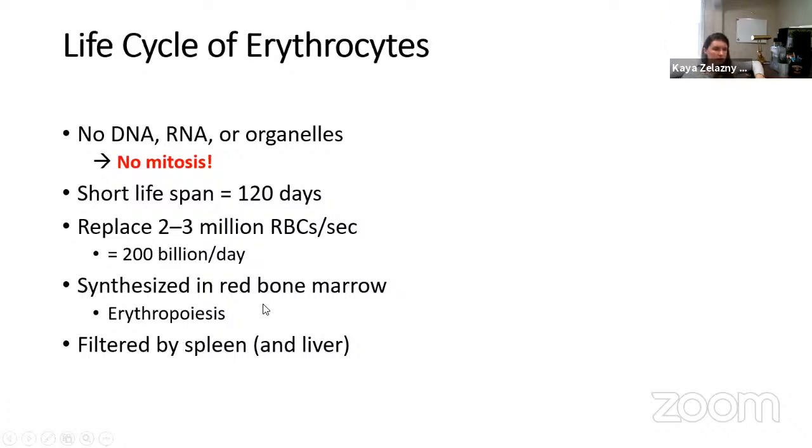So they're synthesized in the red bone marrow via a process called erythropoiesis and filtered out by the spleen and also the liver. So they're going to be born in our red bone marrow, and then they're going to go die in the spleen.